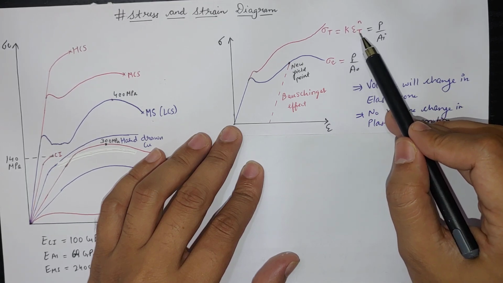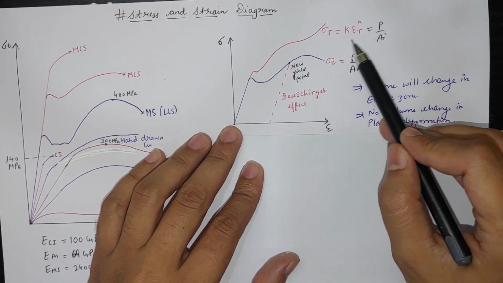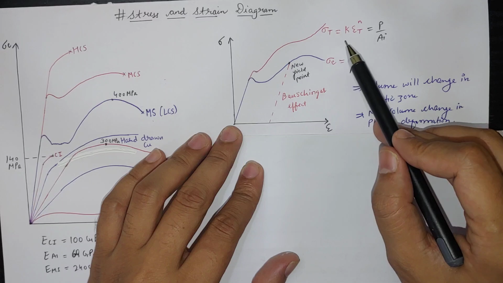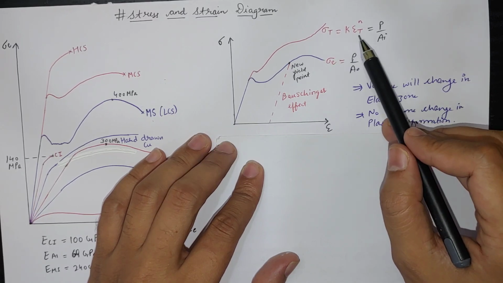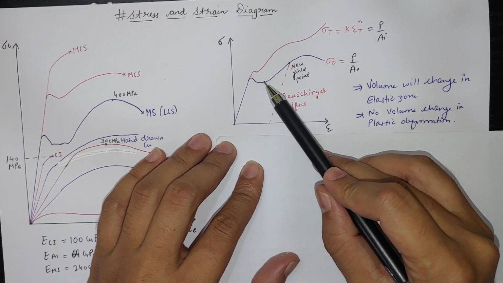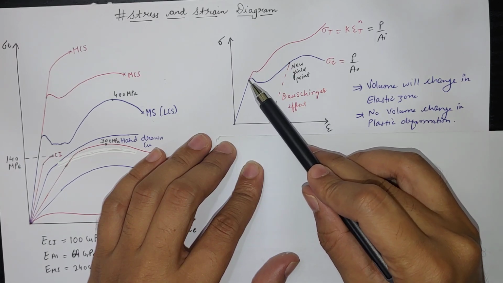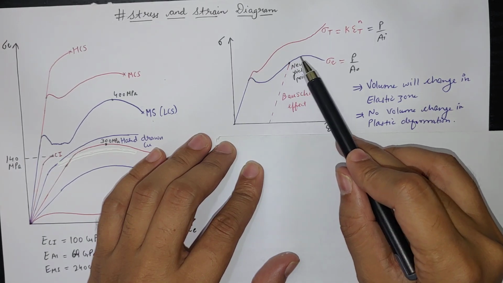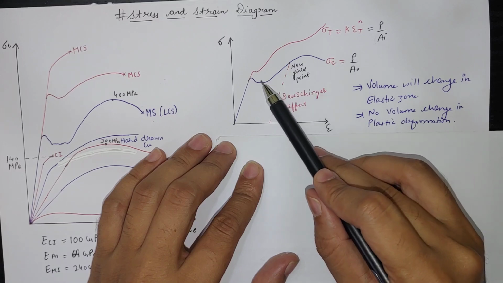Sigma t is K epsilon t, whole raised to n. This is a power law, also called Hollomon's law. We will discuss it in further lectures. Now if you see this particular point here, I have drawn it as the yield strength of this particular material, medium-low carbon steel, which is mild steel.